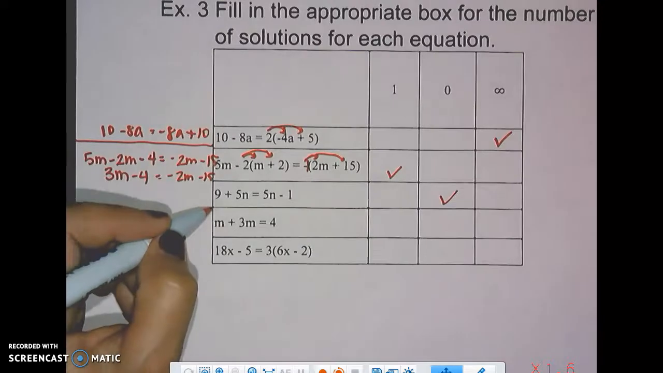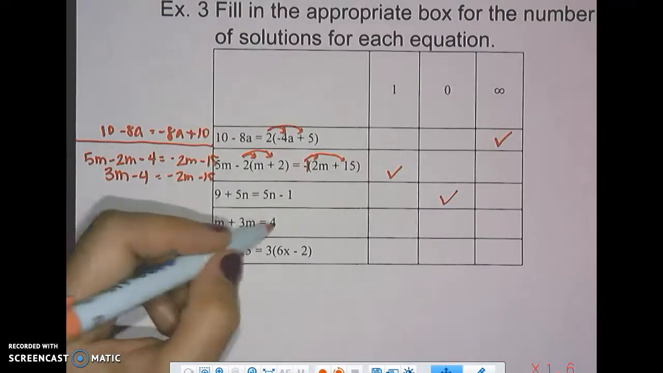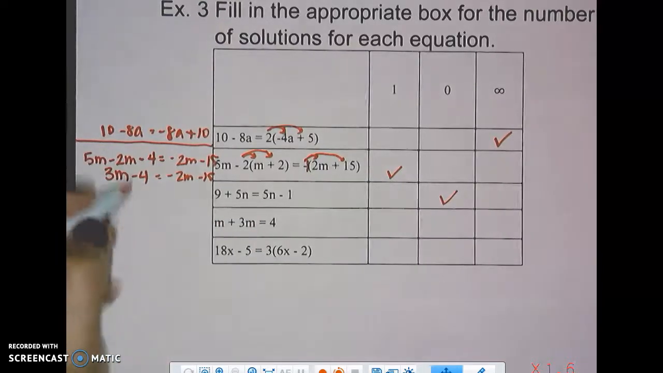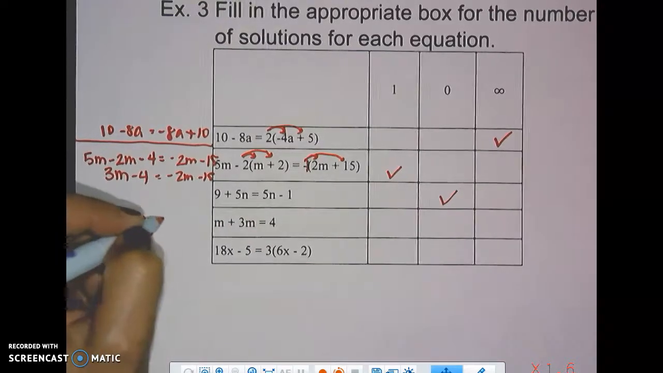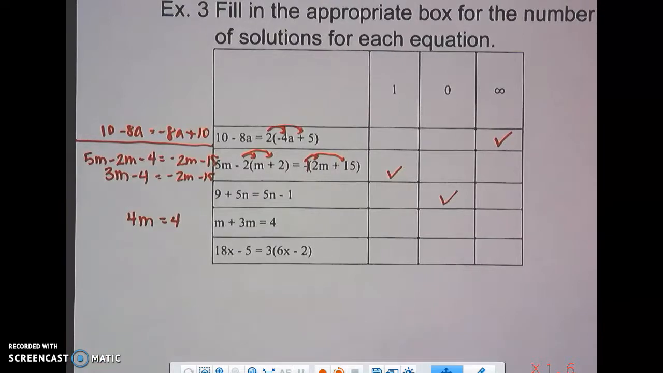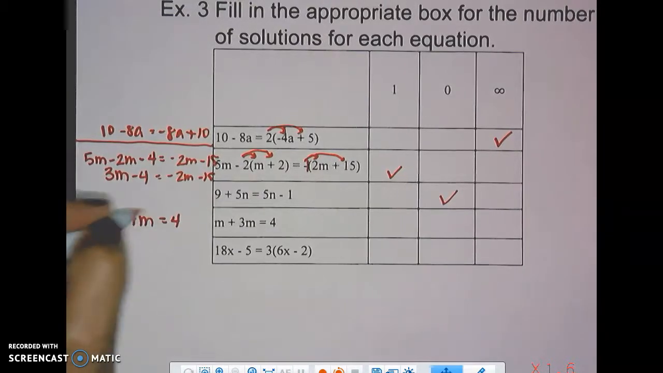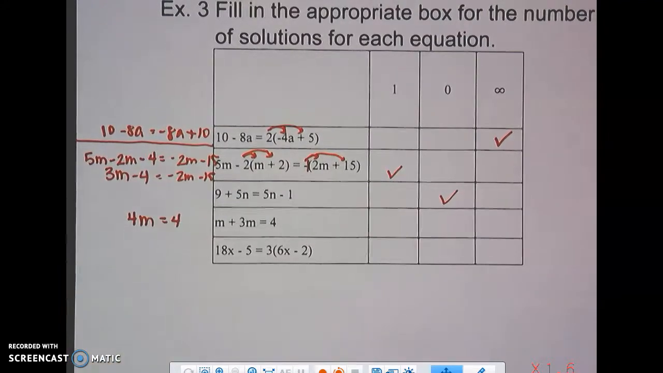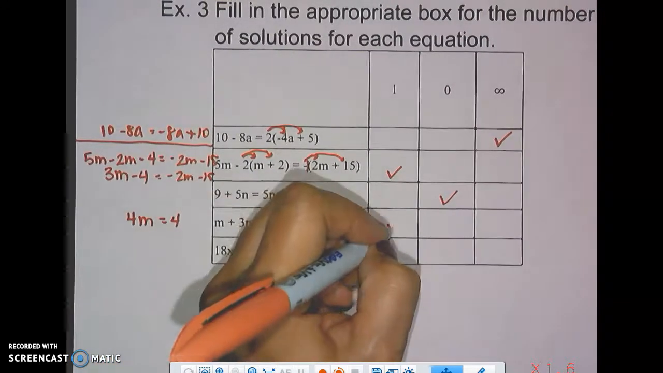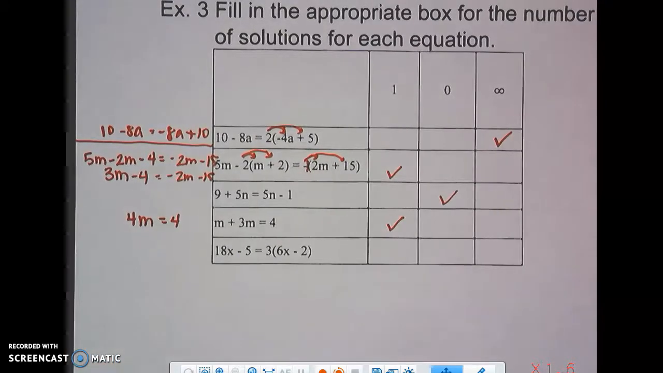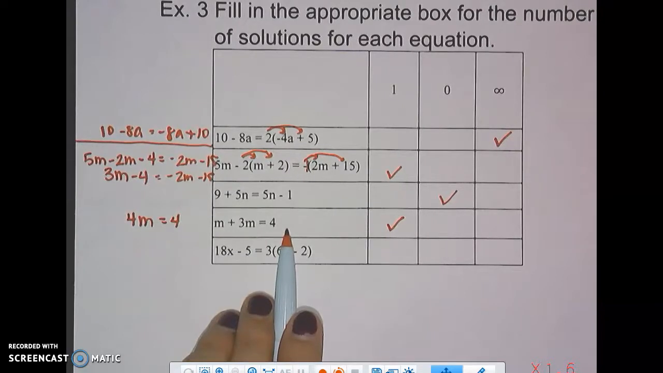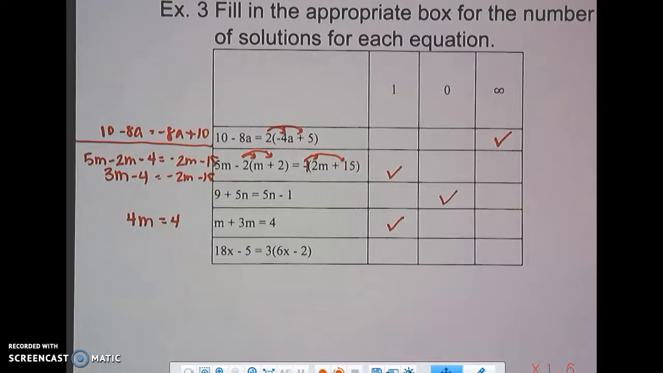All right, next one down here, we have m plus 3m equals 4. Well, I see like terms here, which means we need to simplify. That would give us 4m equals 4. Here's a coefficient, not a coefficient. So that means they have different coefficients, meaning we would have an answer of just one solution. Now, you could have figured that out over here. This side has m's and this one doesn't have m's at all, which means they obviously are going to have different coefficients, but you can keep going like this as well.